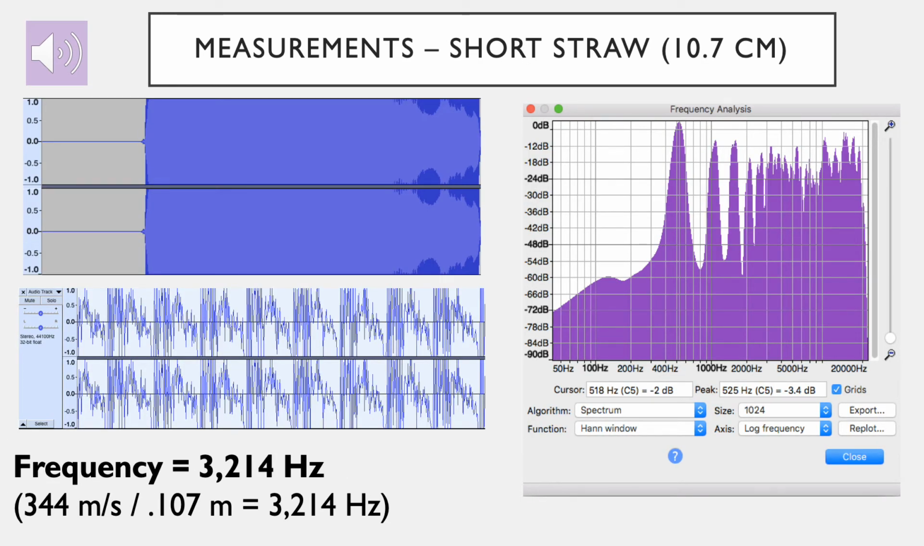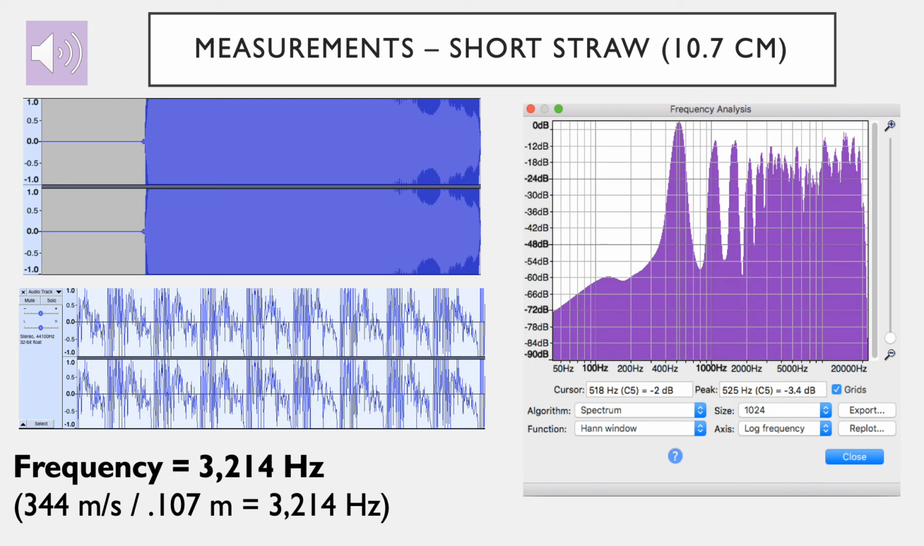Here are my measurements for the short straw. This is a complex periodic wave because I can see multiple harmonically related sine waves and a line spectrum with multiple lines. As you can see, the time waveform looks a little different than the long straw. There is more space being taken up on the time waveform, which tells me that the sound is louder. When I look at the FFT spectrum, I can see that the fundamental frequency is 518 Hz, the second formant is 1073 Hz, and the third formant is 1576 Hz. What separates each peak is the fundamental.